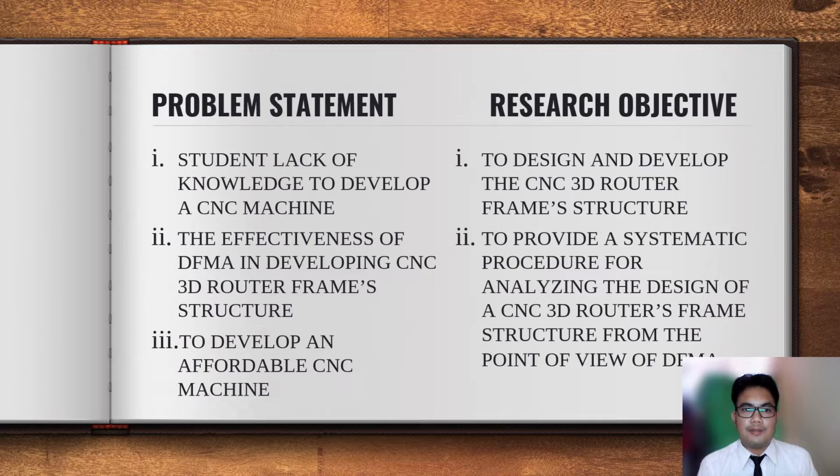The next slide is about the problem statement and research objective. The problem statement in this project is that, first, students lack the knowledge to develop a CNC 3D router machine. CNC is a very detailed and complicated machine in various ways, from the material used to the wiring part to the programming part. It is quite critical for the students without enough knowledge. Second, the effectiveness of the DFMA analysis in developing a CNC 3D router frame structure is uncertain. This is due to the data, which are not being gathered yet, might be not enough to run the simulation.